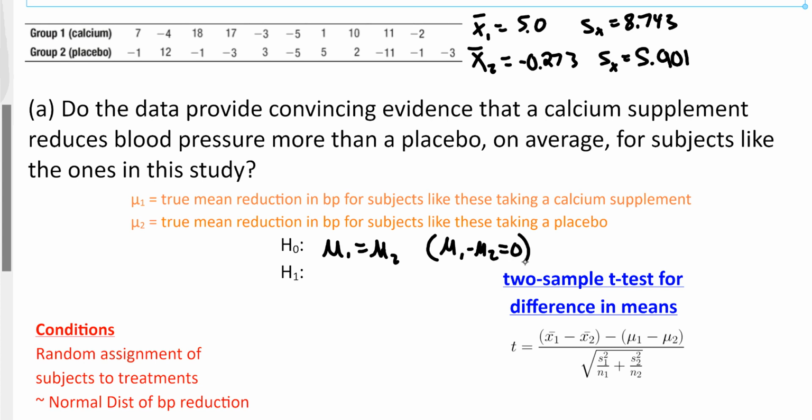So some people do write them like that. You could do mu2 minus mu1 equals 0. It's just showing that there's no difference. We're saying that we think that there is a greater increase by this one than this one. So we think there's a decrease in blood pressure using the calcium supplement. Okay, so we're going to test that.